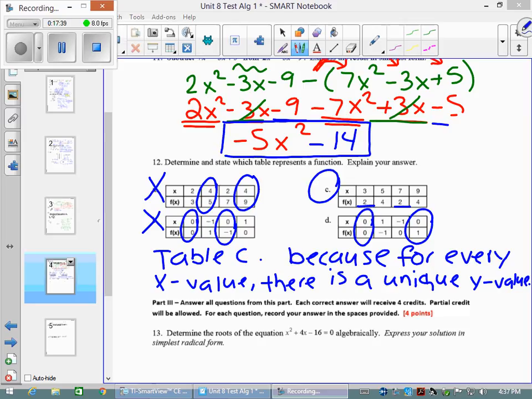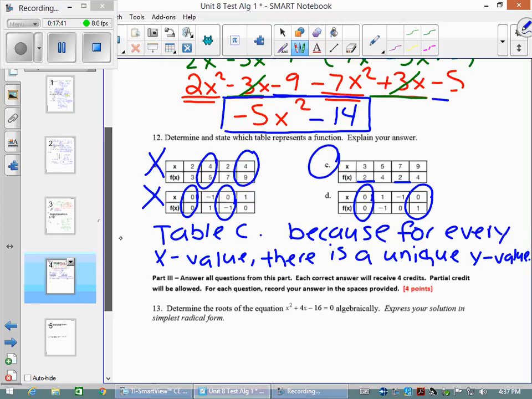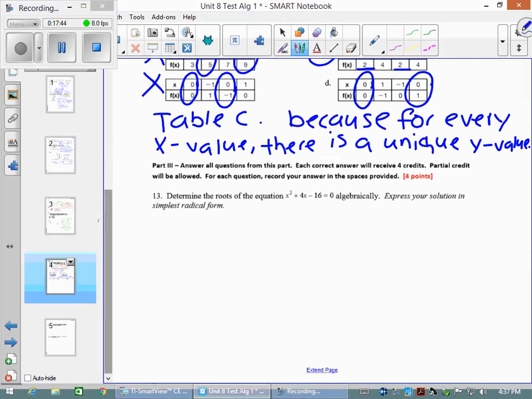And number 13, determine the roots of the equation algebraically. So we recall roots are the same thing as zeros, same thing as x-intercepts. In order to solve this, we either want to factor, or do completing the square, or the quadratic formula. If I try to factor this, I have a trinomial. First I look for a GCF. I don't have a GCF. I then look if I can do DOTS. I cannot do DOTS because I don't have 2 terms. I have 3 terms. So I do look for trim.